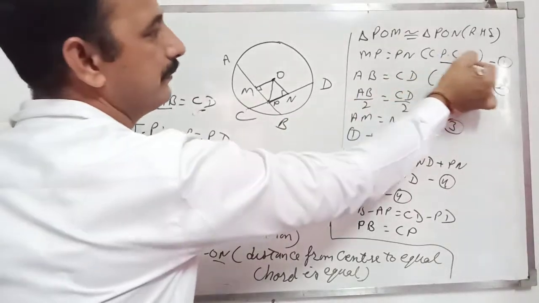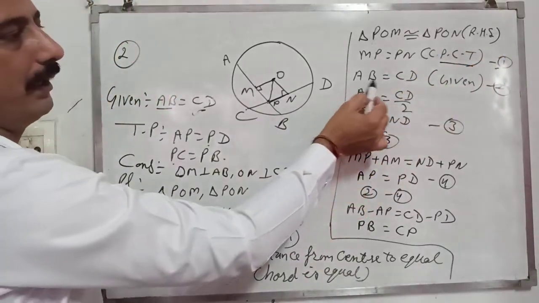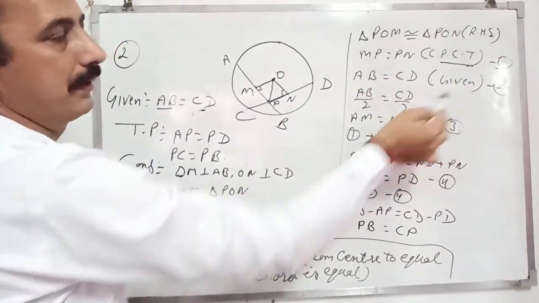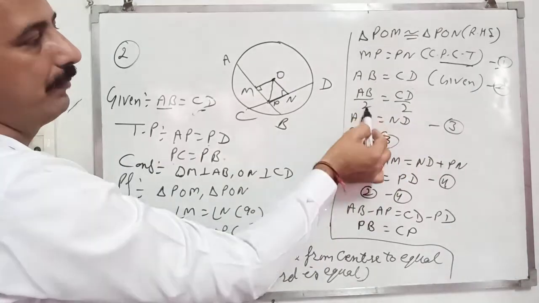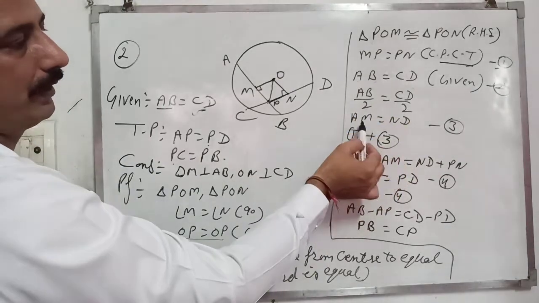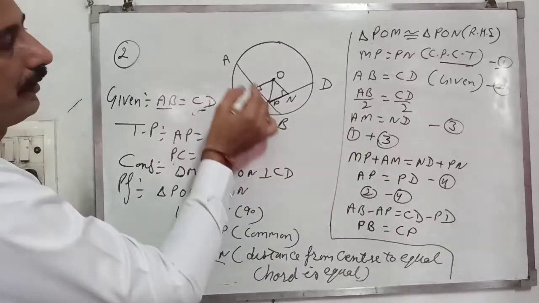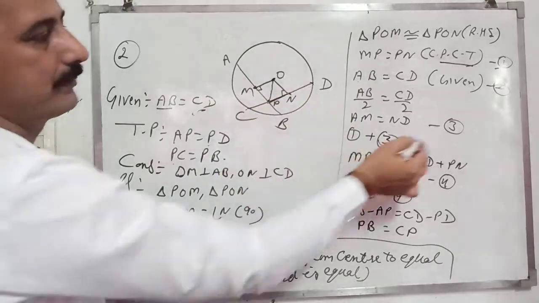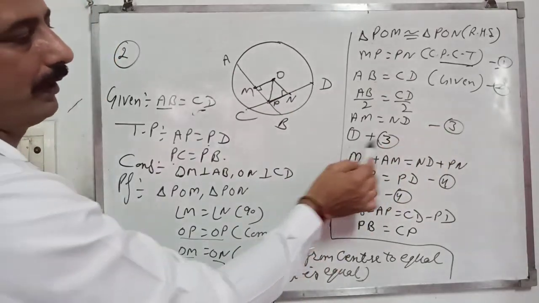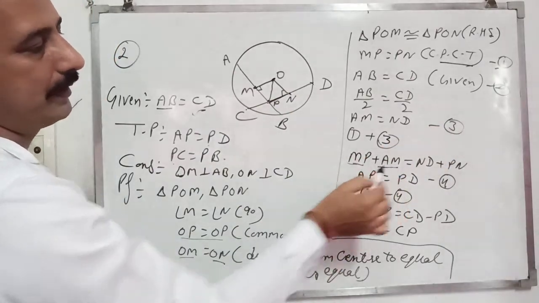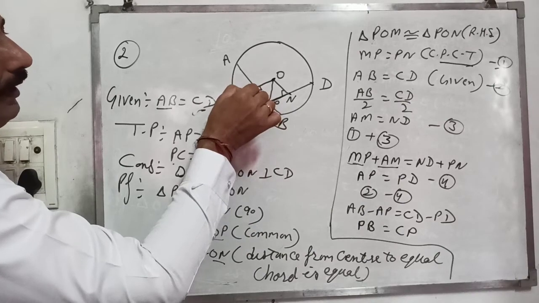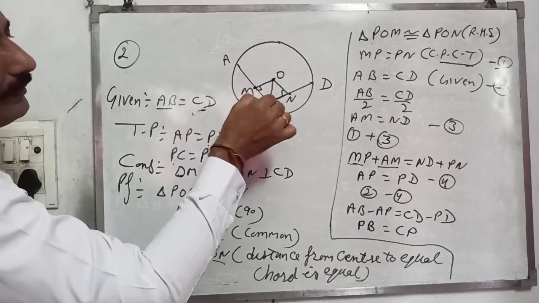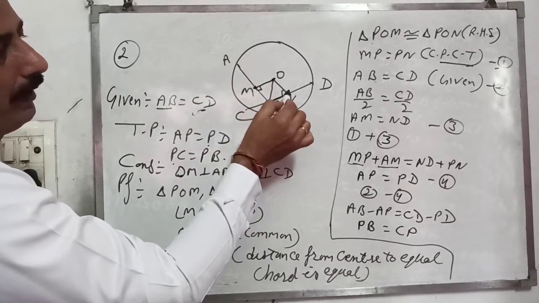Let us call this equation 1. We know that AB equals CD, that is given. Halving, AB upon 2 and CD upon 2, you get AM and DN. Call this equation 3. When we add 1 and 3, MP plus AM, that is M to P and M to A, it becomes AP, and P to N and N to D.